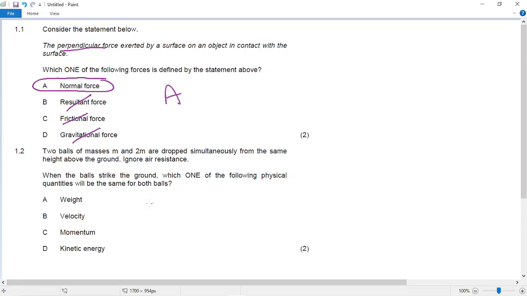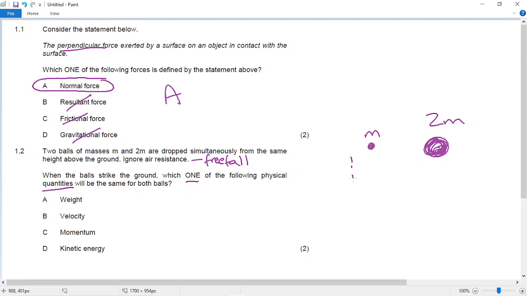Now, 2 balls of masses m and 2m, so I've got effectively a small ball and a big ball, are dropped simultaneously from the same height above the ground. Ignore air resistance. This tells you the balls are in free fall. Now it says, when the balls strike the ground, which one of the following physical quantities, so if it's a quantity, we can calculate it, will be the same for both balls.